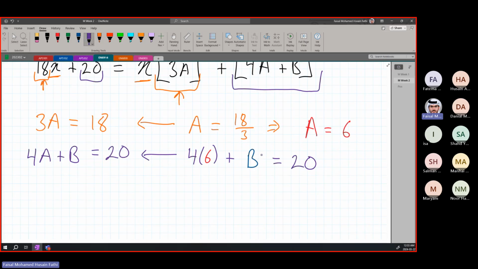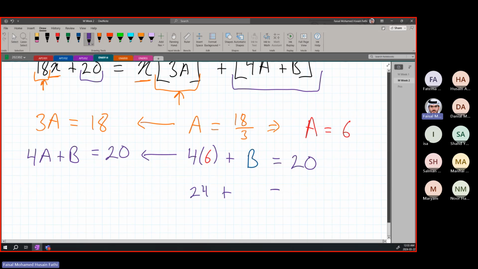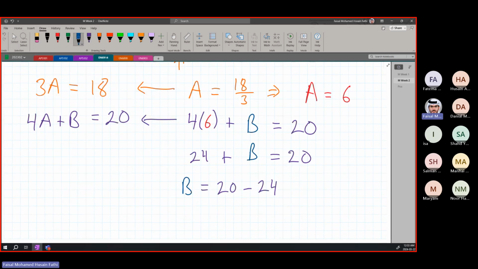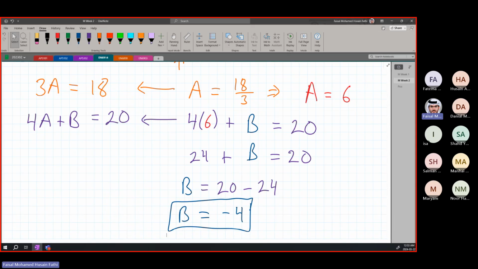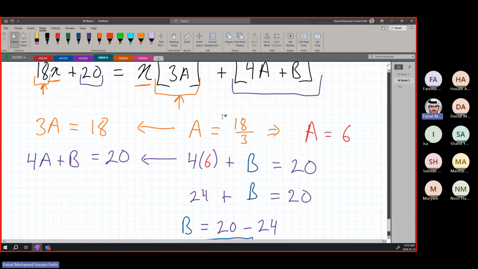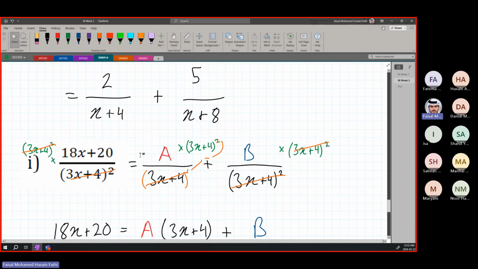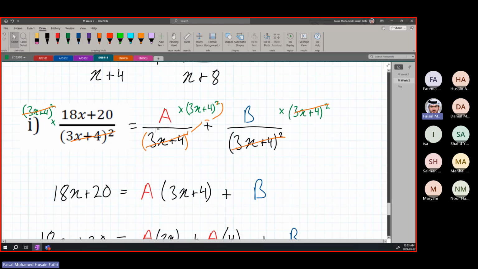So 4 times 6 is 24, plus b is equal to 20. So b is equal to 20 minus 24. All right? So b is going to be equal to minus 4. And we found our a and b values, just like that. Okay? So now we substitute this back into our original equation.